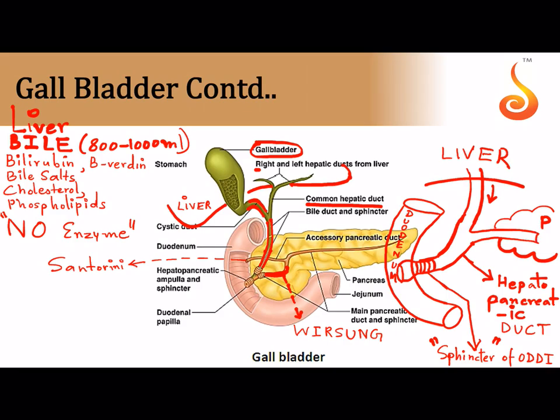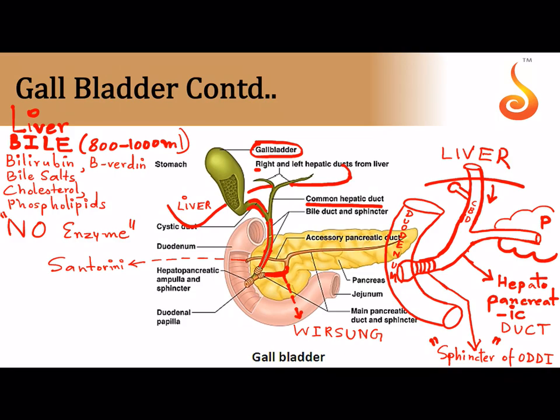So remember, the duct which is coming out of the pancreas, which is the pancreatic duct or the duct of Wirsung, and the duct coming out of the liver, which is the hepatic duct, and it receives what duct? The cystic duct from the gallbladder. Then it becomes a common bile duct. CBD refers to common bile duct.